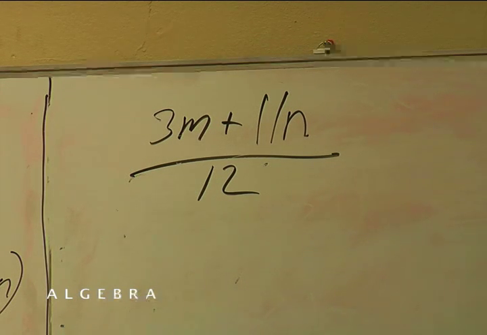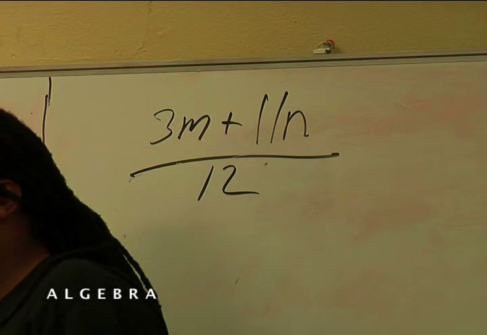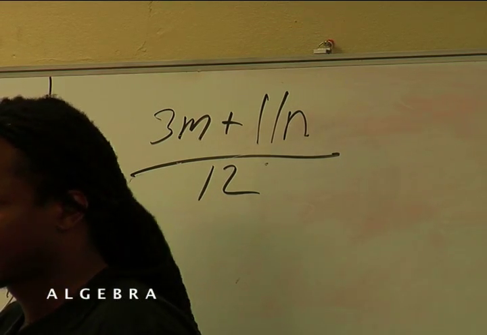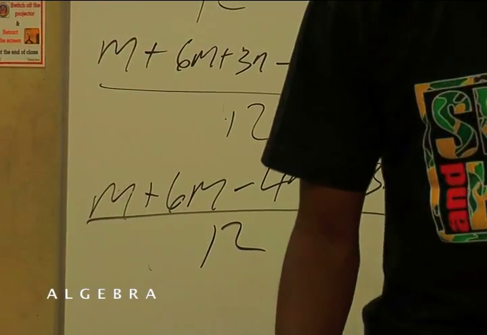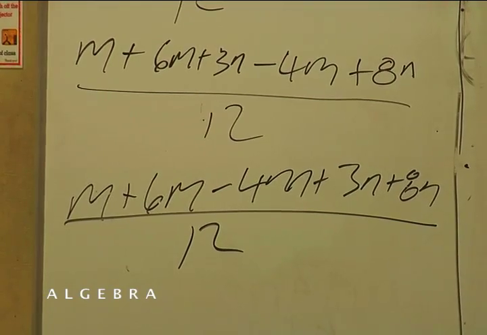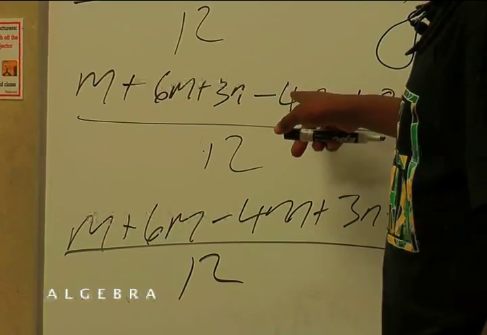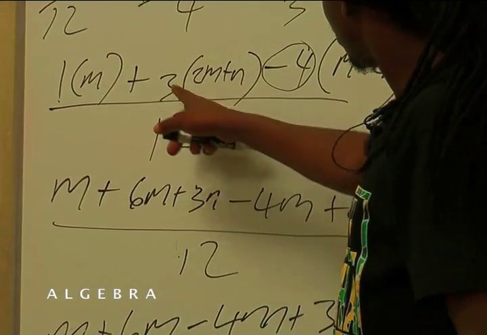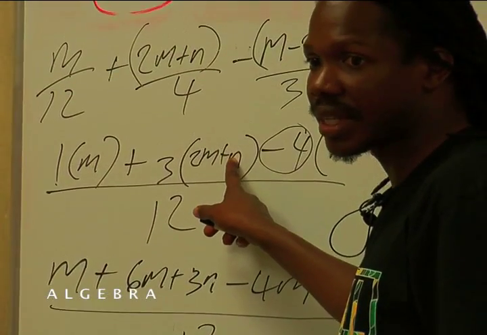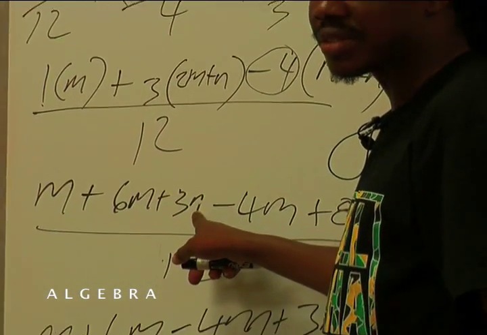See that? This is 1m plus 6m minus 4m. 3 times n. You see? 3 times 2m is 6m. 3 times n is 3n. You see it?